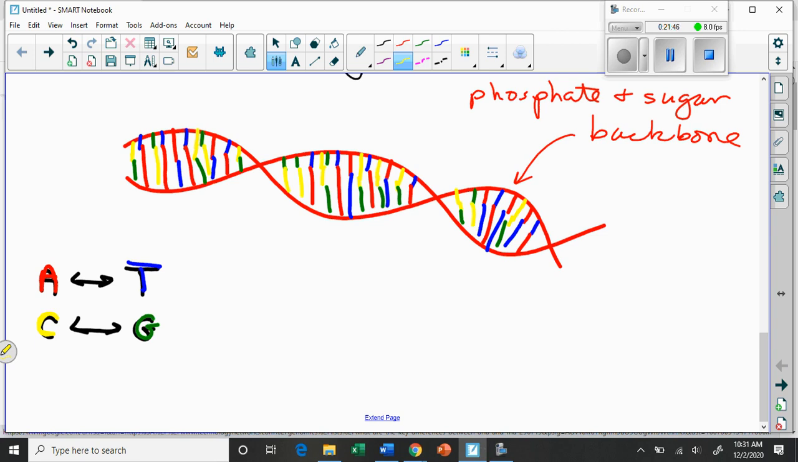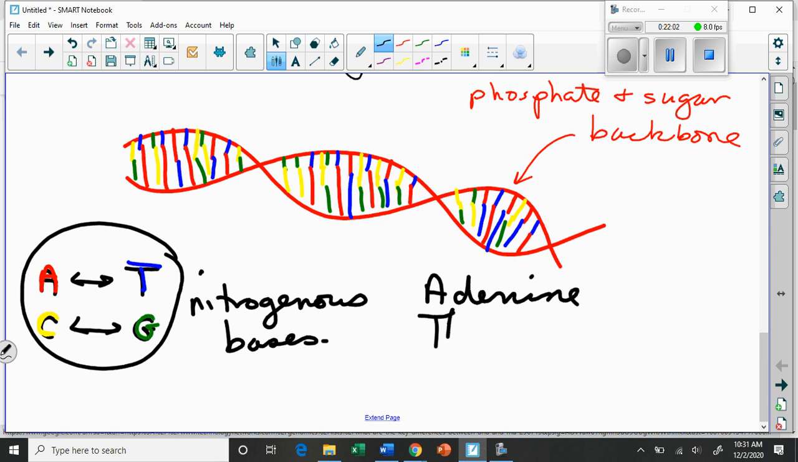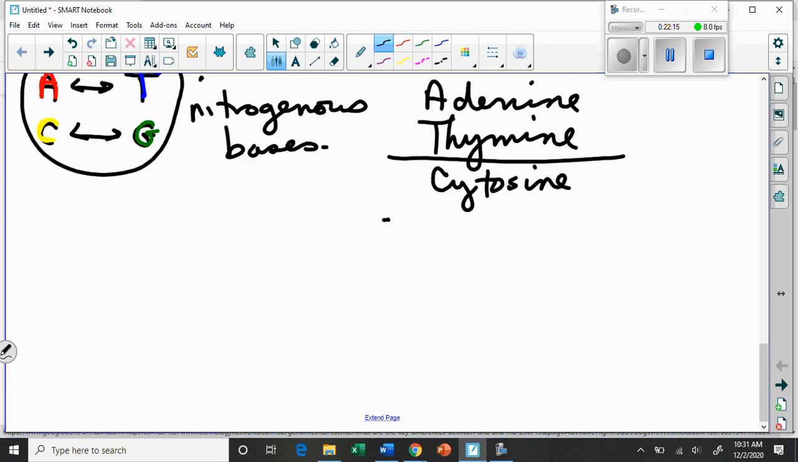So that's how our DNA would look. And then we can just label this the nitrogenous bases. And we should write their names down so we remember them. Adenine, thymine, they go together. And then the other pair is cytosine and guanine. We want to remember at least those. I can't get my page up. Guanine.